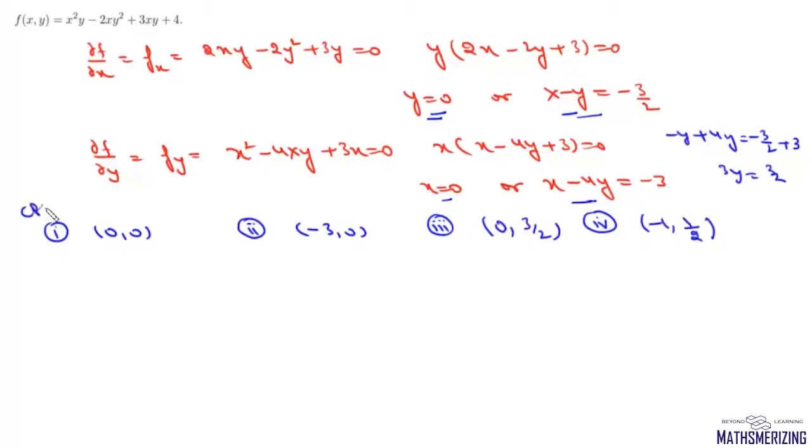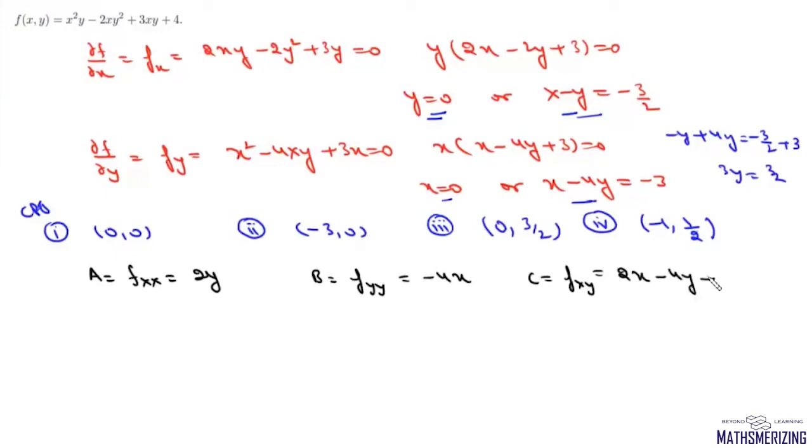So we have 4 critical points where we'll need to examine whether they are points of minima, maxima or saddle points. And for that, we'll need to use the second derivative test. So we'll find A, and that is fxx. So we'll partially differentiate it again with respect to x. We'll get 2y. We'll find B, which is fyy, and it'll be minus 4x, and we'll find its cross derivative C, which is either fxy or fyx.